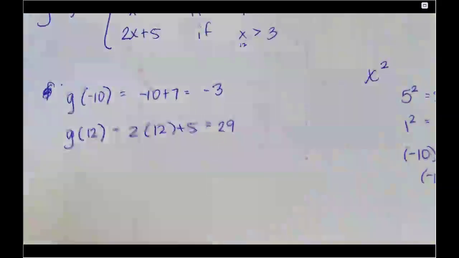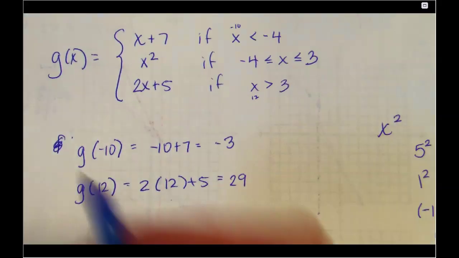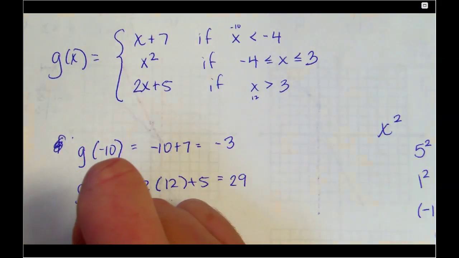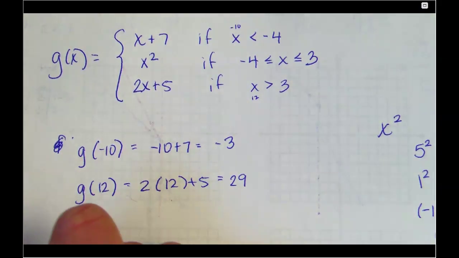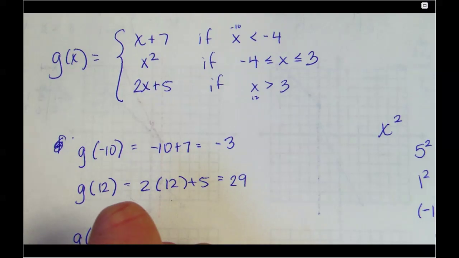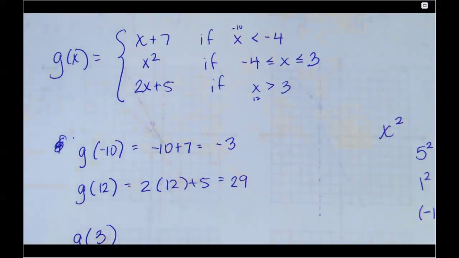Okay, so now that you know that, or you reviewed that, why don't you find G of 3 and G of negative 2, please. G of 3 and G of negative 2.